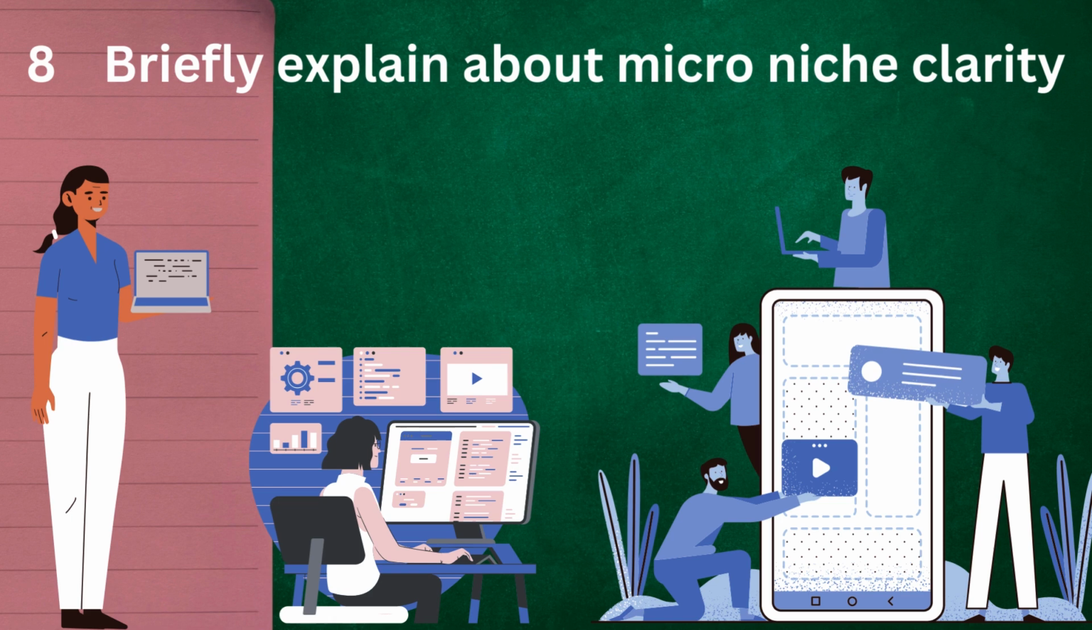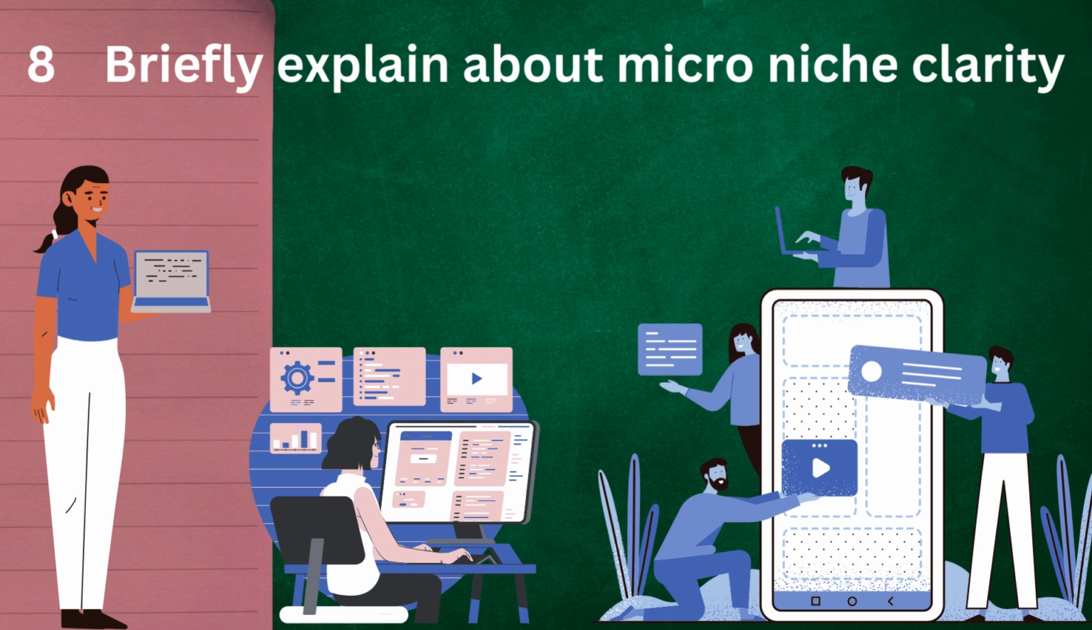Define your unique selling proposition, USP. Determine what sets your course apart from existing offerings within the chosen micro-niche. Identify your unique selling proposition, USP, or value proposition that differentiates your course and makes it compelling to your target audience.